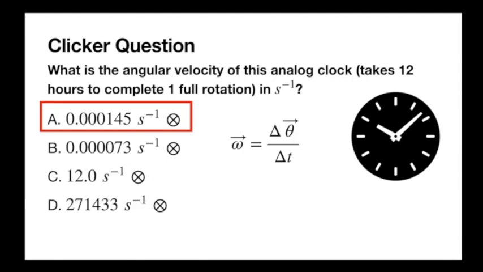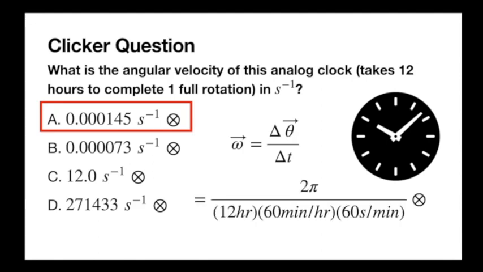My delta theta, let's just pick one full rotation, which is 2 pi. The amount of time it takes the hour hand to do that is 12 hours. I asked for it in inverse seconds, or radians per second, so I need to convert 12 hours to seconds: times 60 minutes an hour, times 60 seconds per minute. And I get this tiny number for my angular velocity into the page. So this is just an exercise in plugging things in and seeing that our units are inverse seconds.